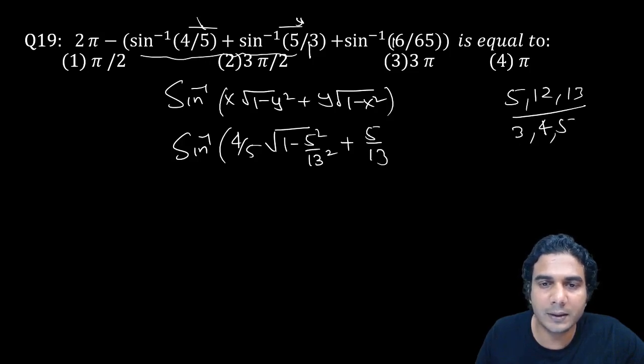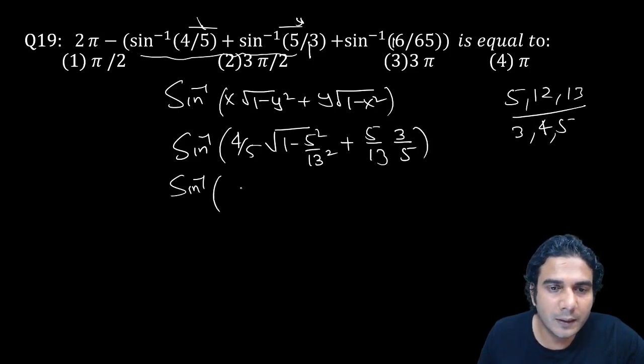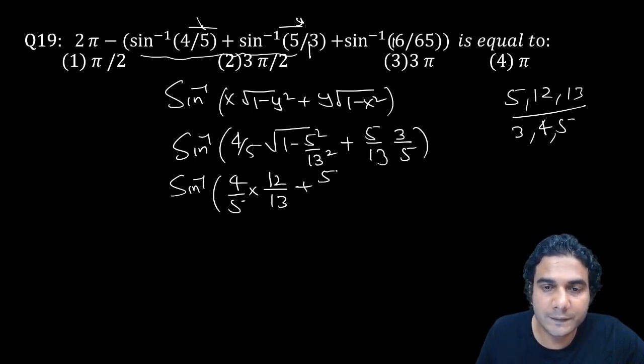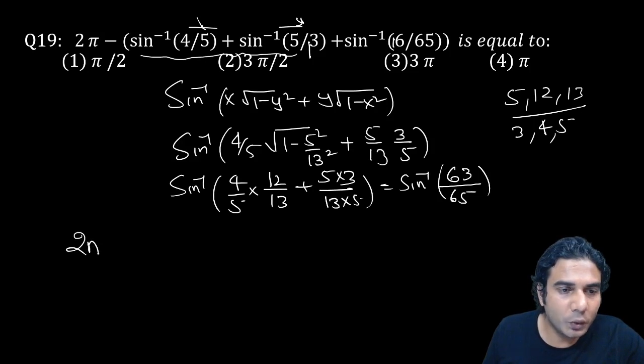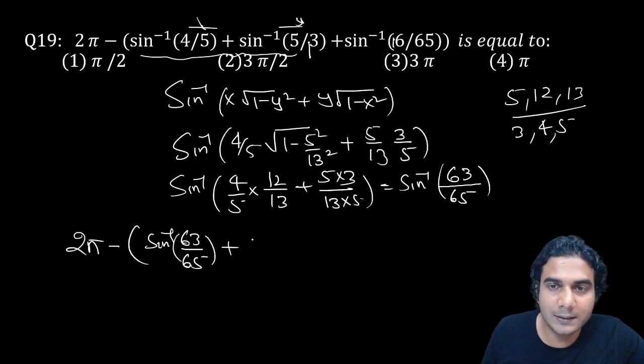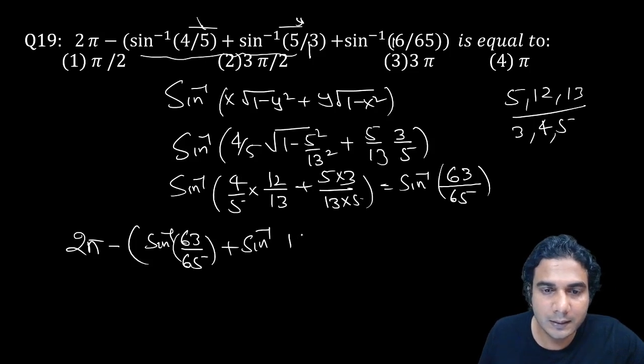Mostly you can see numbers are like this only, Pythagorean triplets. Okay, so you can write it directly 4 by 5, you use it too frequently, so 3 by 5. All right, so it is going to be sine inverse of, now 4 by 5 into 12 by 13, plus 5 into 3 divided by 13 into 5. So let it be 13 into 5 in the denominator, 65 in the denominator, and in the numerator, let's see what is coming, 15 and 48. 48 plus 15 is 63. All right, so 63. So now we are left with 2 pi minus sine inverse of 63 by 65 and plus sine inverse of 16 by 65.